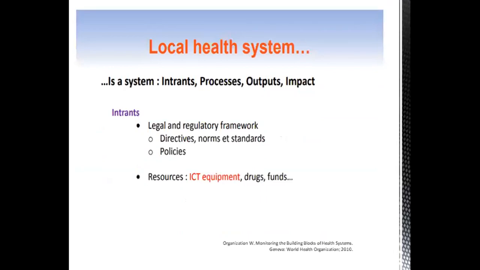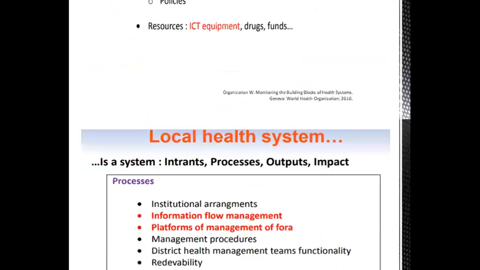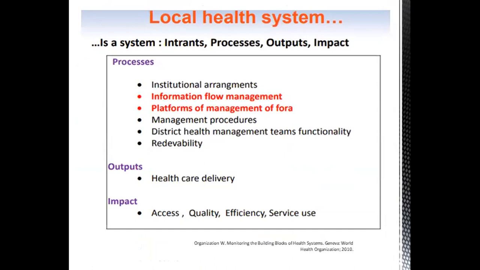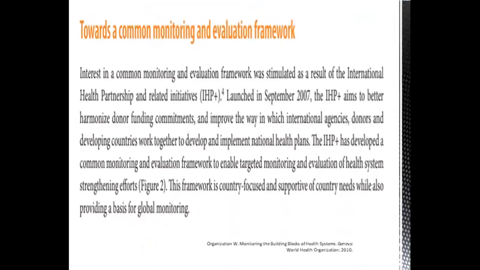Therefore, a local health system is a system of inputs, processes, outputs, and impact. Inputs include legal and regulatory frameworks, directives, norms, standards, policies, and resources including ICT equipment, drugs, and funds. Processes include institutional arrangements, information flow management, platform management, and forum management processes. Outputs include the healthcare delivery system, and impact includes assessed quality, efficiency, and service use.